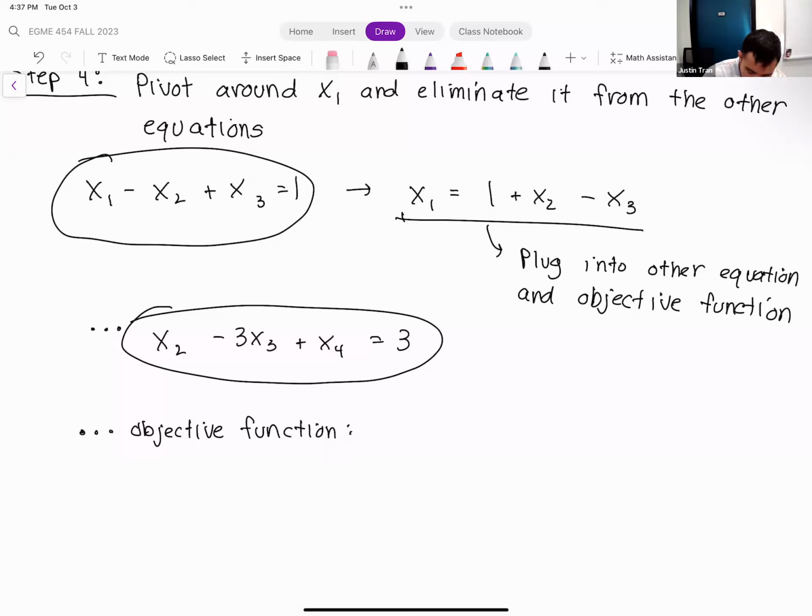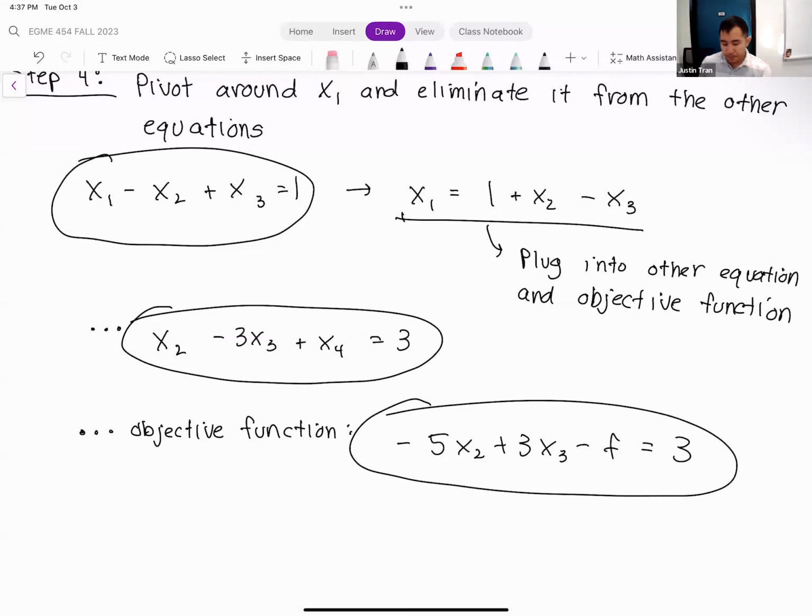The objective function is the following. So we have minus 5x2 plus 3x3 minus f is equal to 3. For now, x2 and x3 are the non-basic variables.